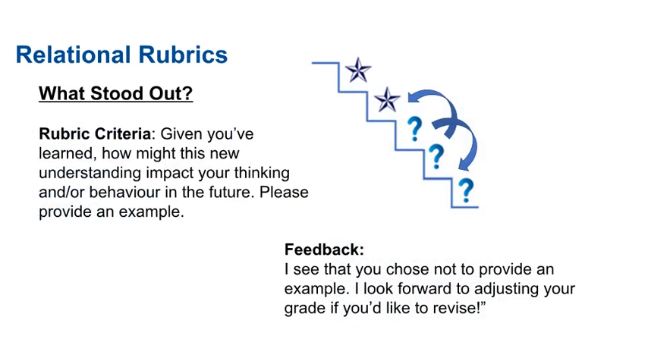In this What Stood Out post, earlier criteria asked students to describe what stood out for them after a module. In detail, with an example, they are asked to reflect on their personal reactions and any connections to their cultural background or social identity. And this final criteria is asking, given what you've learned, how might this new understanding impact your thinking and/or behavior in the future, and to provide an example. This person didn't provide an example, so my feedback is, I see that you chose not to provide an example. I look forward to adjusting your grade if you'd like to revise.